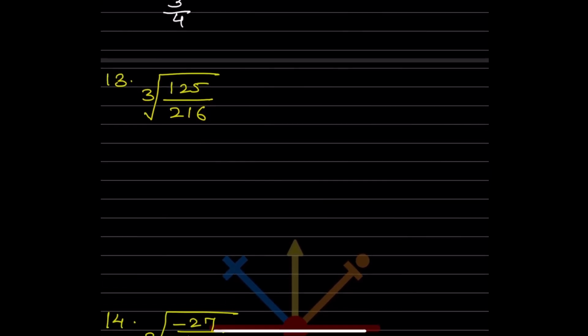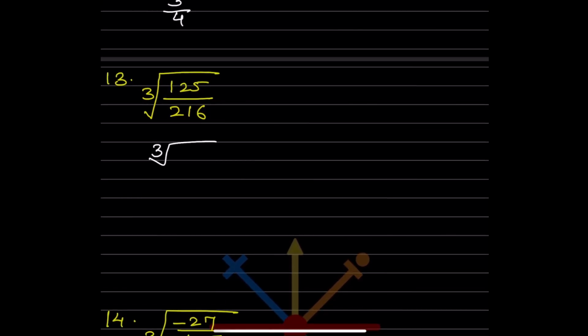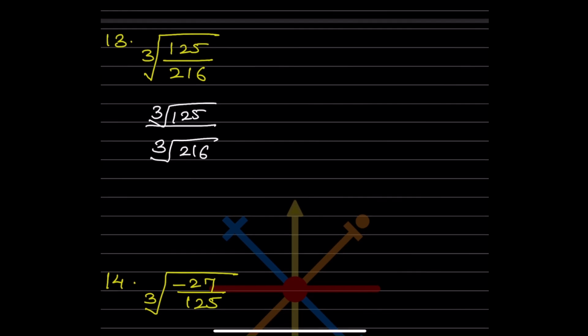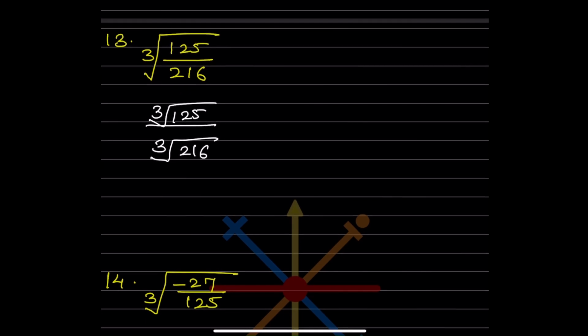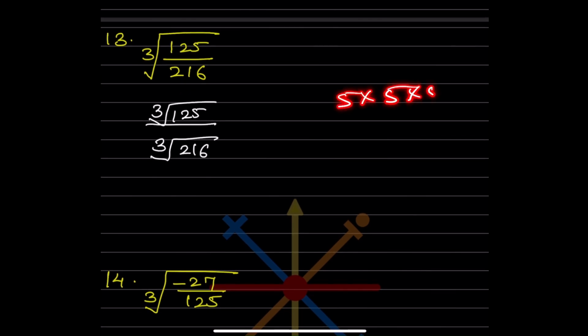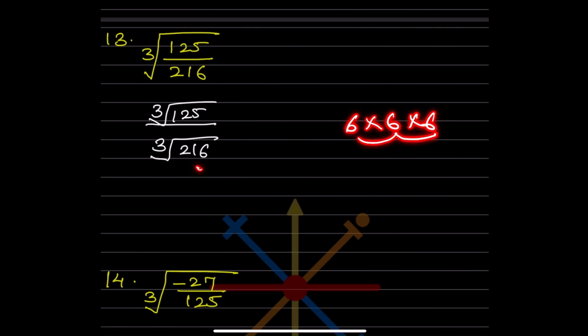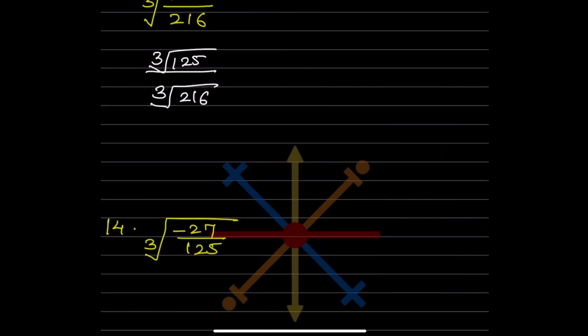Same here. First we'll separate the numerator and denominator because the cube root is for both of them. So here for 125, the cube root means it is going to be 5 into 5 into 5. 5 5s are 25, 25 5s are 125. And for 216, it is going to be 6 into 6 into 6. 6 6s are 36, 36 6s are 216. So we can write it directly over here.